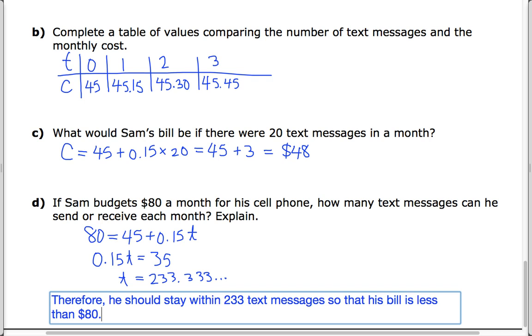With 233 and a third, of course you can't send a third of a text message, that would give you a cost of exactly $80. As soon as you go to 234 text messages, it would go above $80.